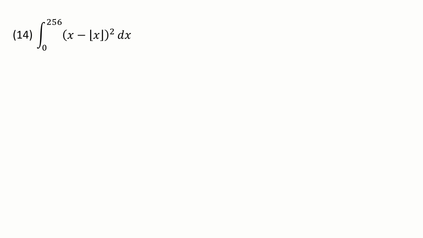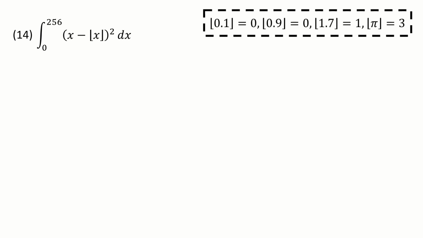So now is problem 14. This is an interesting problem, and the key is to deal with the floor function here. First, let's see some examples for the floor function. The floor of 0.1 equals 0, and 0.9 equals 0, 1.7 equals 1, and pi equals 3.